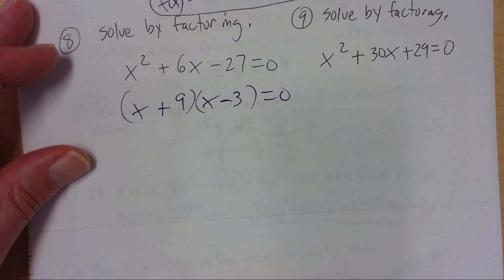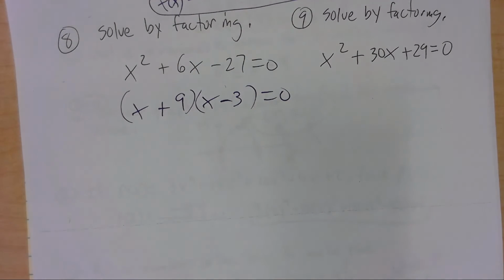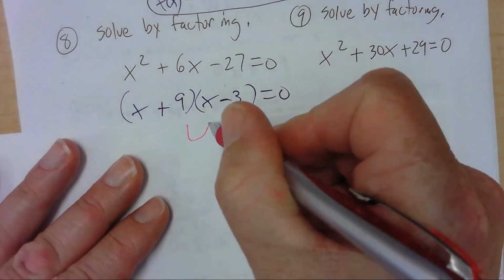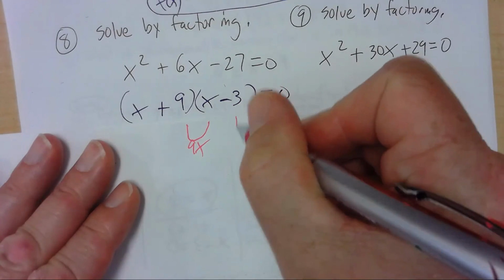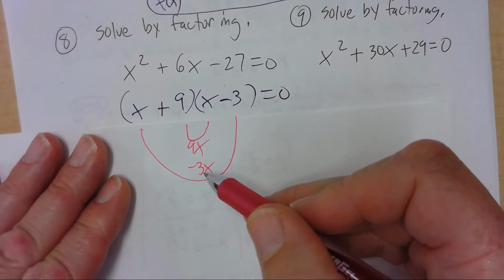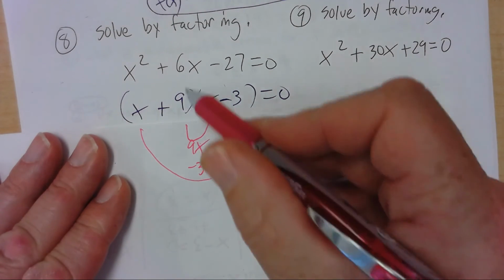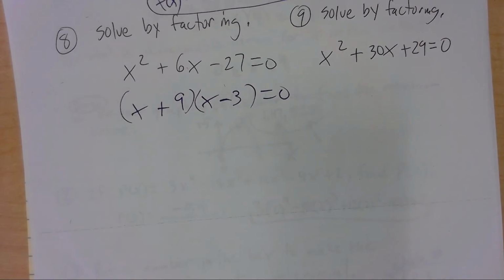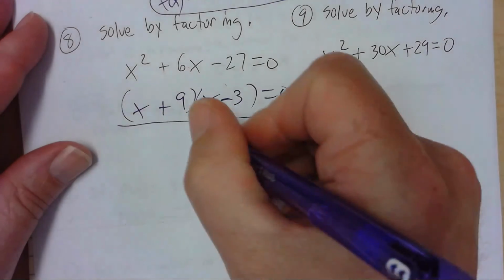And we use the Officer Bell half donut trick to check that, right? So if I multiply these two together, I get 9x, and if I multiply these two together, I get negative 3x. Well, the negative 3 and the 9 make the positive 6 in the middle, so I know that I've done it correctly.